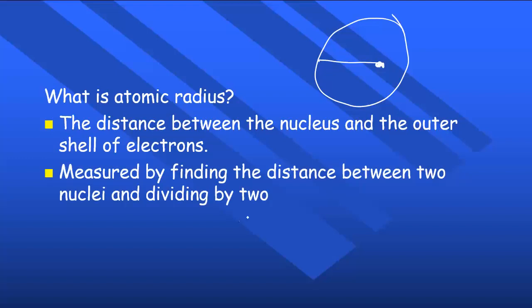How? Because we do have microscopes that can see atoms. They create little bumps to represent atoms. So what they do is they take the distance between the two bumps and they cut it in half. And that's how they determine the atomic radii. Okay?